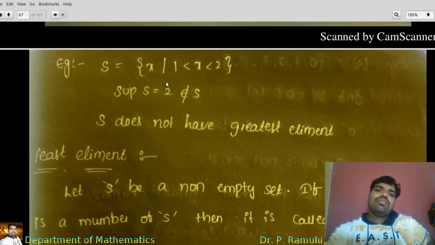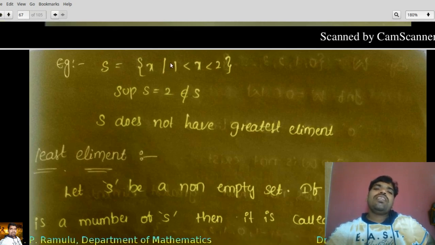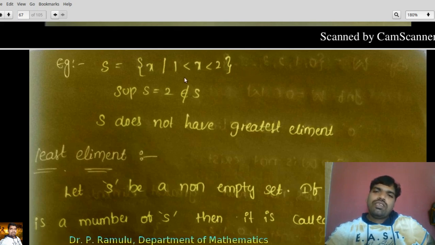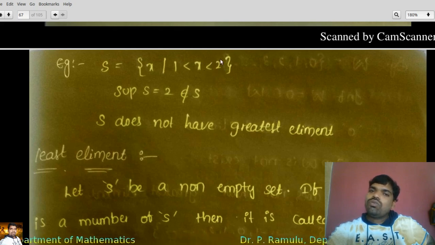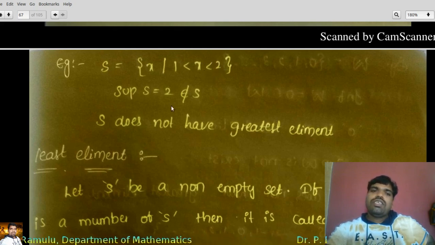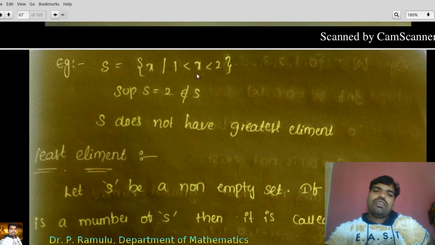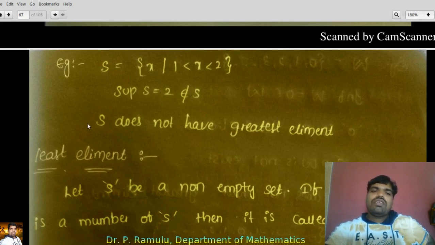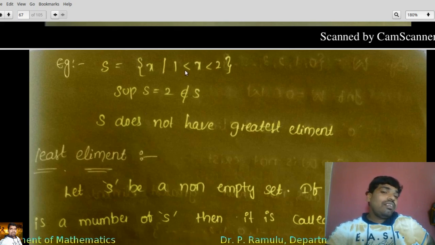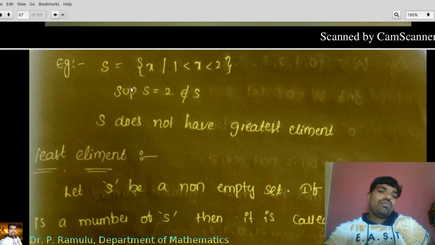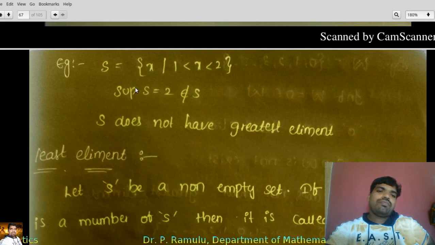Then what happened? This set is 1 less than or equal to x less than 2. That means 1 may be included, but 2 does not belong to this set. The supremum 2 does not belong to S, therefore S does not have a greatest element. If I write 1 less than or equal to x less than or equal to 2, that means 2 is a member of S. The supremum equal to 2 is a member of S, then only we say that S has a greatest element.